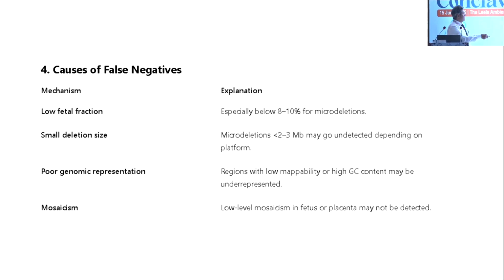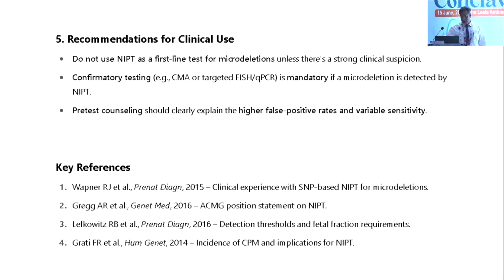Now for the false negatives, we need to be very, very sure about the fetal fractions when we are talking about microdeletions, right? They should be in the range of 8 to 10%. If the deletion is small, less than 3 MB, it would probably not be picked up. And if there is a very high GC content, it might get underrepresented. So, all in a nutshell, NIPT should not be used as a first line for microdeletions.